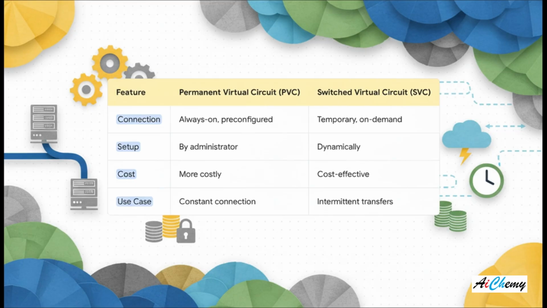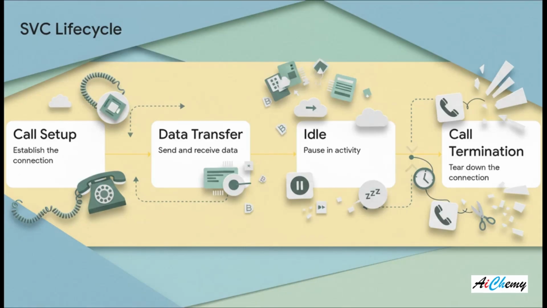Then, on the other hand, you have switched virtual circuits, or SVCs. These are temporary. They're created on demand, which makes them way more cost-effective for connections you only need once in a while. And the life cycle of that SVC? It's really just like making a phone call. First, you have the call set up to establish the connection. Then you transfer your data. If there's a pause, it goes idle. And when you're all done, the call is terminated, and that circuit is torn down, freeing up all those network resources for someone else.